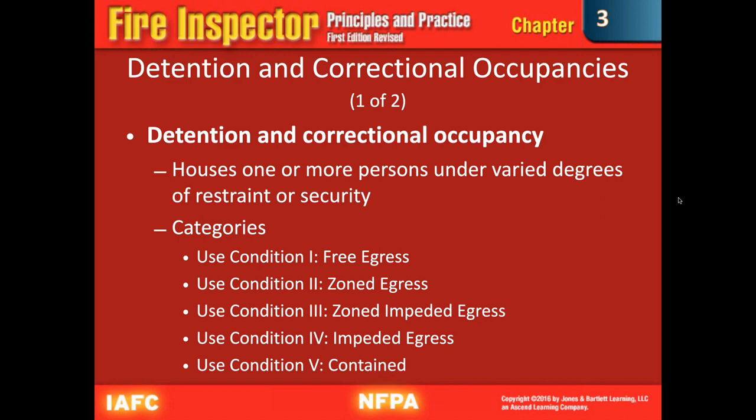Condition three, zone impeded egress. Occupants move freely within any smoke compartment. All right. So their world is getting smaller with each of these. Condition four is impeded egress. Occupants are locked in a room, but can be remotely unlocked. And then condition five is contained. Occupants are locked in a room with manual lock. So somebody has to come and actually unlock the lock to let them out.